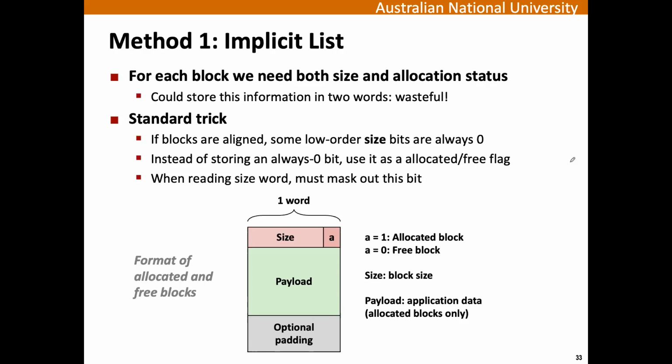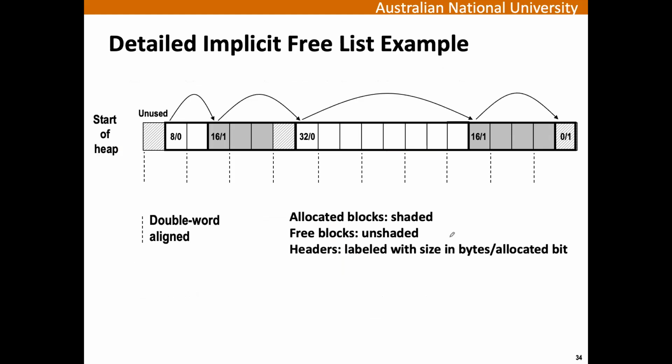The thing is, when you write the allocator, when you're reading the size, you have to mask out those bits, and when you are using those bits, you have to do bit masking to set or reset them. So some of the size bits are always 0. We are going to use 1 bit to specify if the block is allocated or free. And this is where we were.